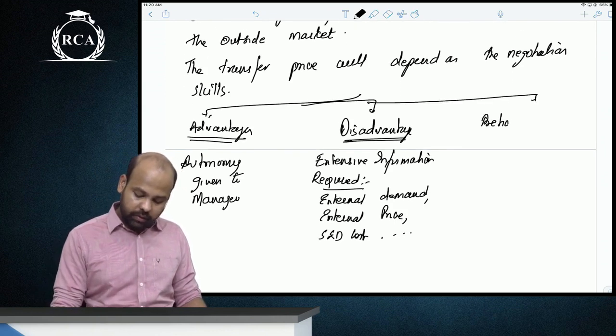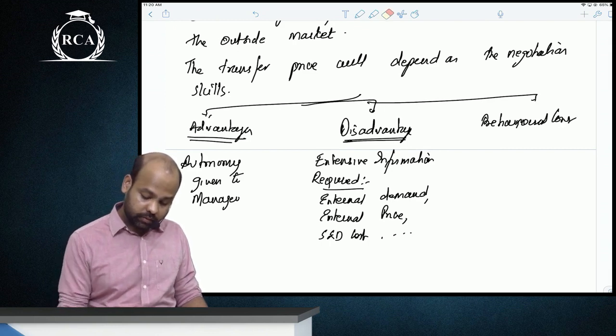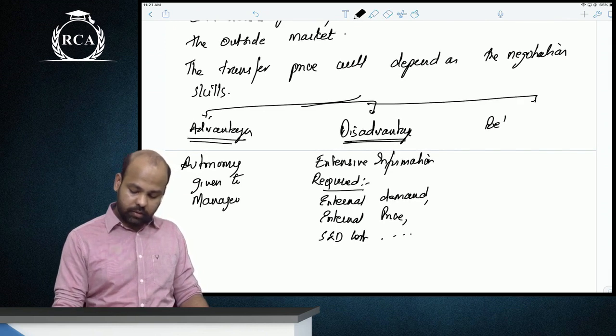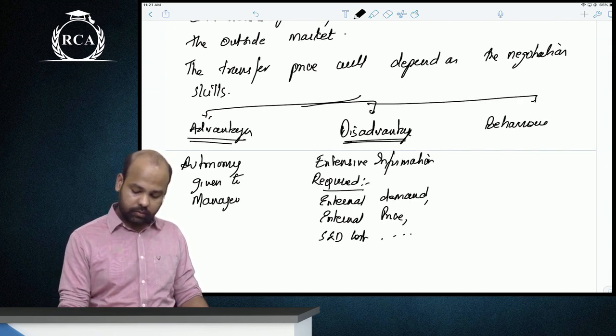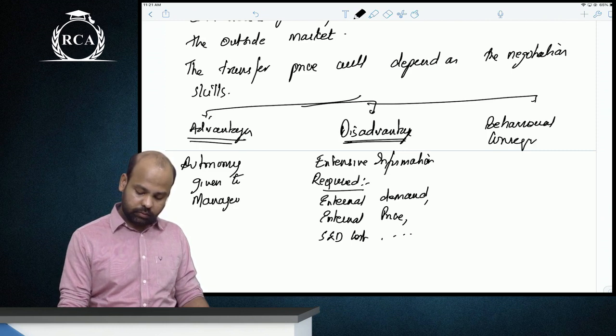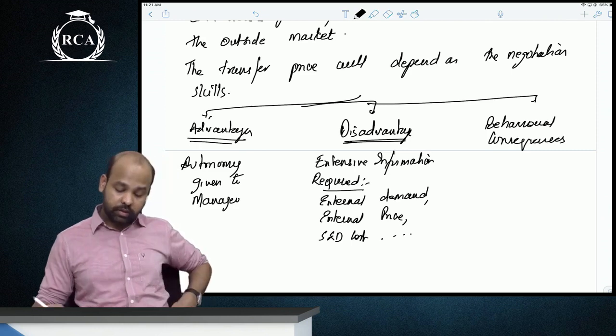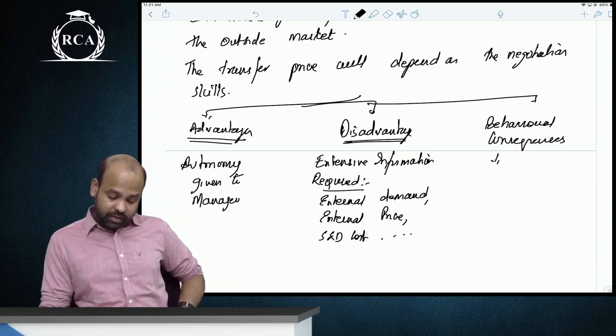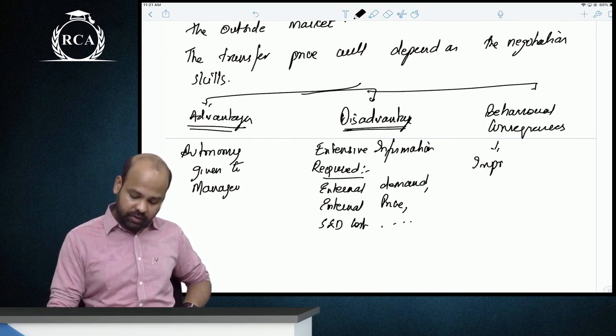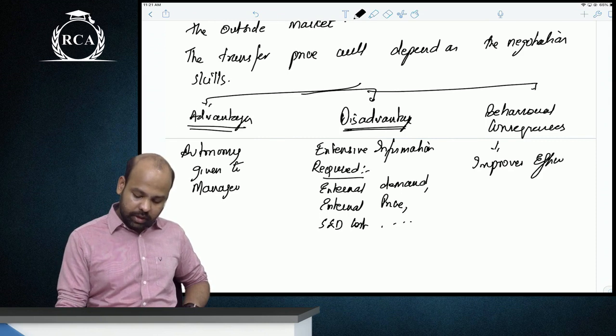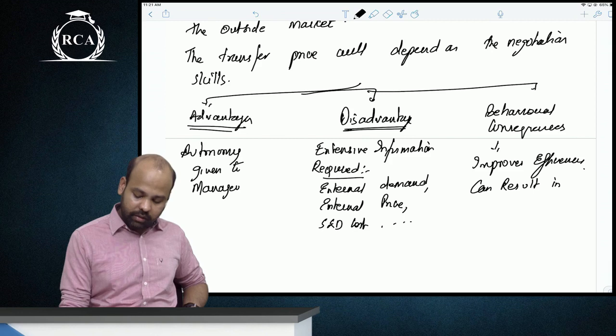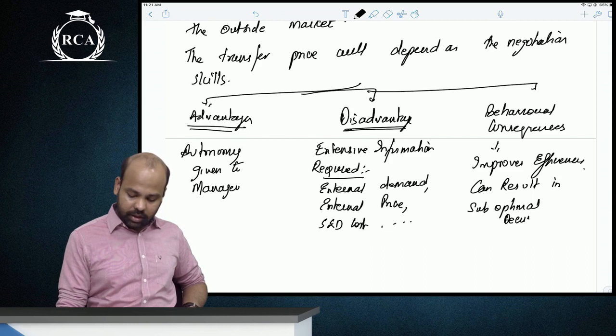Behavioral consequences. Under that, you will write the following. First thing is that, yes, of course, it improves efficiency. But the problem is that it can result in suboptimal decision making.